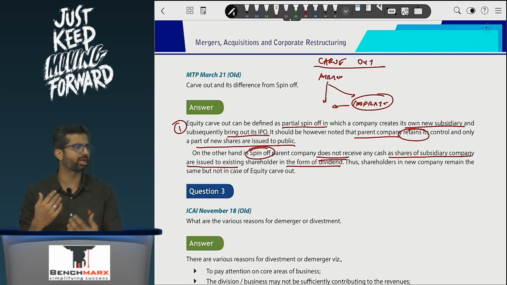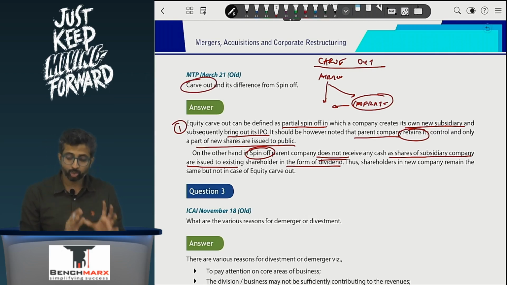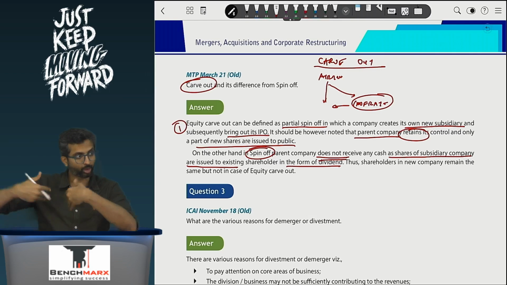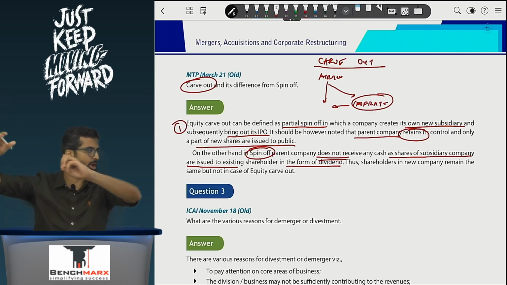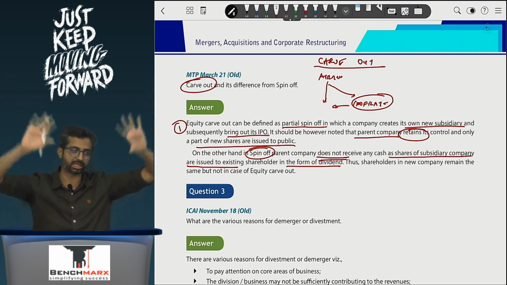When you do your FR, for example, there in business combination you will study all this, and there they will not use the word spin-off or carve out, but you should know what it means. In case of a carve out, you will be a subsidiary, whereas in spin-off you are now out of the loop. You are now going to be issuing shares directly to the shareholders.